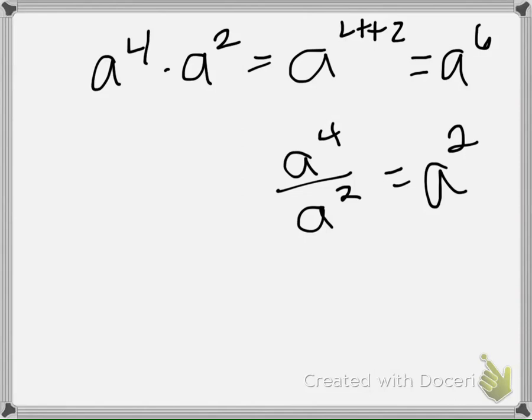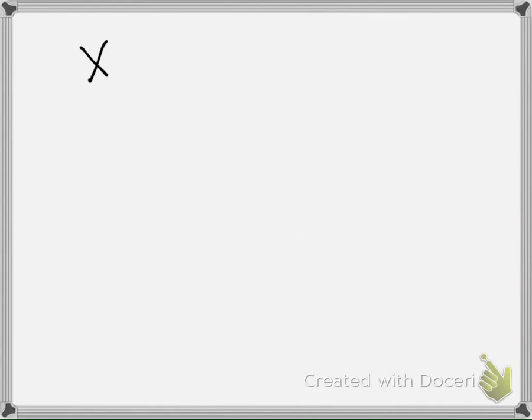And then x to the 4th over x to the 7th. We can go ahead and write that one down. X to the 4th divided by x to the 7th. That's division, okay? So once again, we're subtracting the exponents. So 4 minus 7 would be x to the negative third.